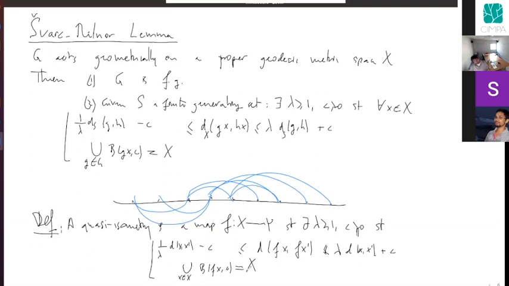So it means that a property that is invariant by quasi-isometry is a property that won't depend on the Cayley graph. And so it will be a property of the group. And this is how we're going to try to look at that. So in the time that I have left, what I would like to do is give a sketch of the proof of this lemma, because it's very important.